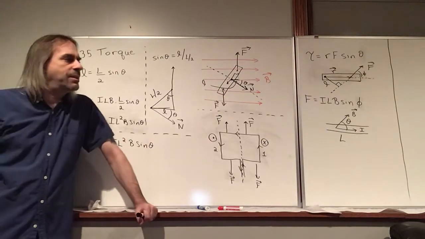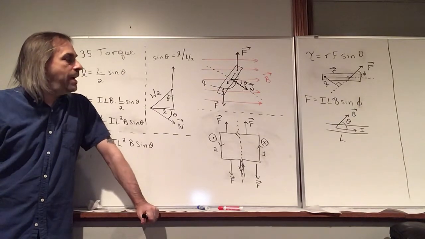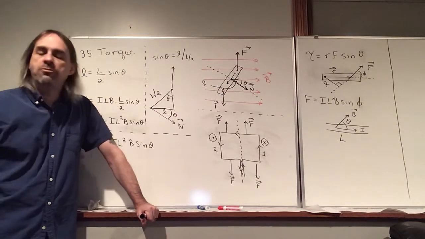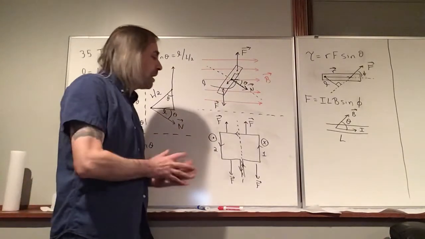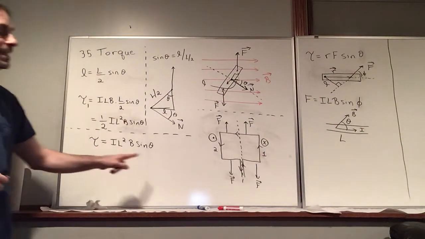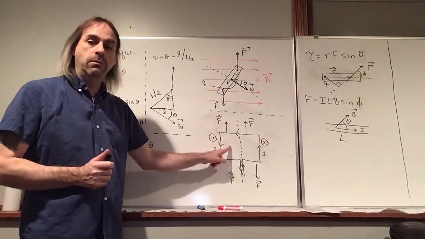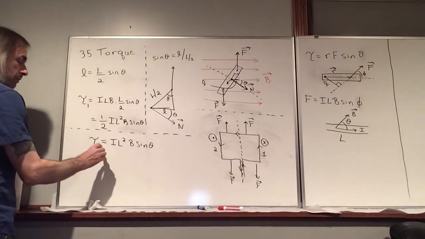Now the thing is, this took a little bit of work to do. And we don't want to have to repeat this process every time we come across a coil. So a couple things we can note. L squared is the area of this coil. So let's replace that.